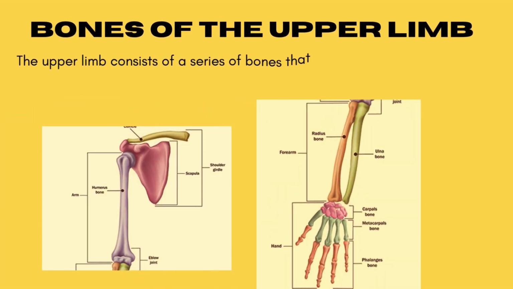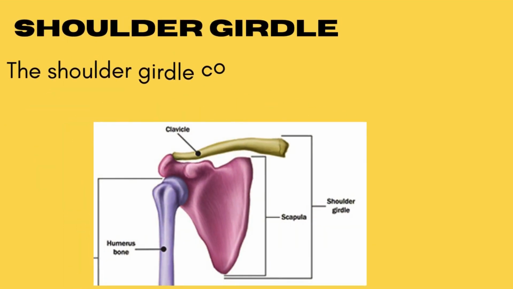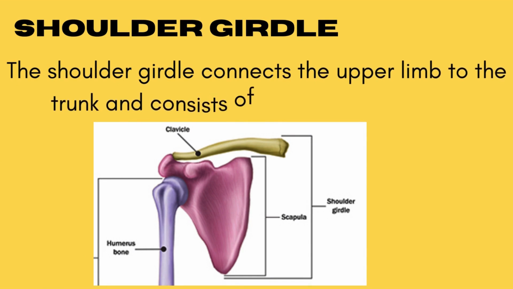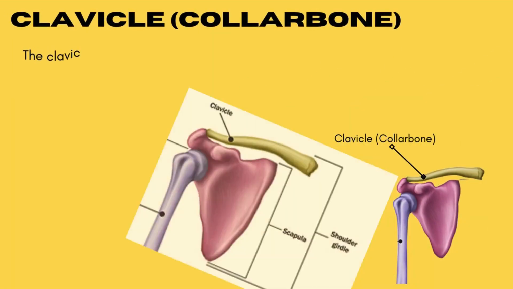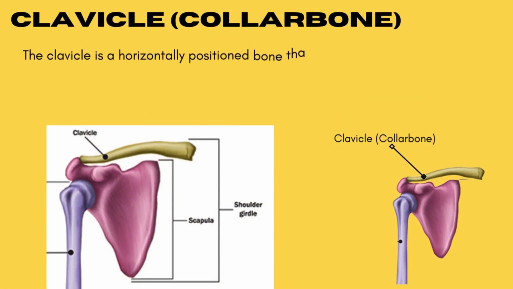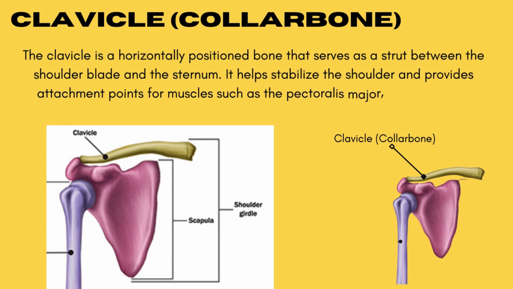The upper limb consists of a series of bones that are categorized into three main regions: the shoulder girdle, the arm, and the forearm. Shoulder girdle. The shoulder girdle connects the upper limb to the trunk and consists of the following bones. Clavicle (collarbone). The clavicle is a horizontally positioned bone that serves as a strut between the shoulder blade and the sternum. It helps stabilize the shoulder and provides attachment points for muscles such as the pectoralis major, trapezius, and sternocleidomastoid.